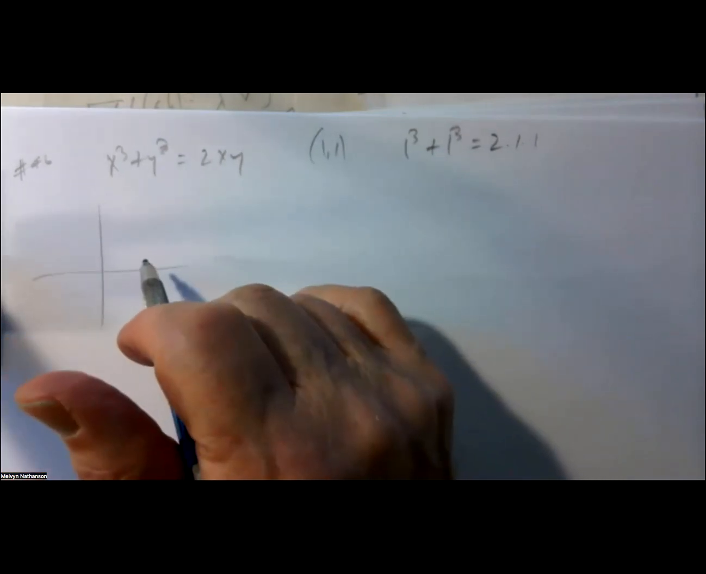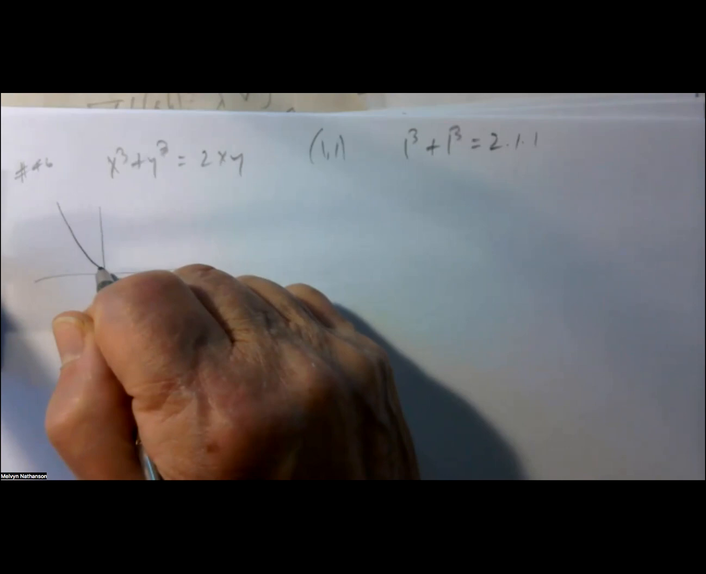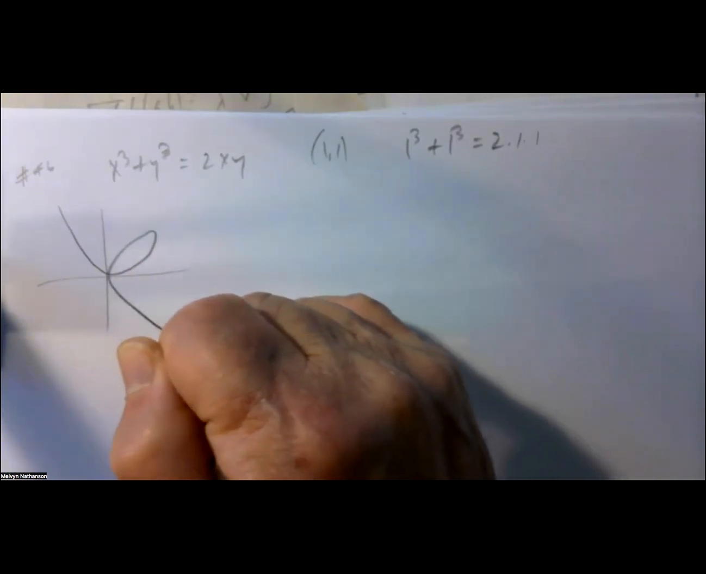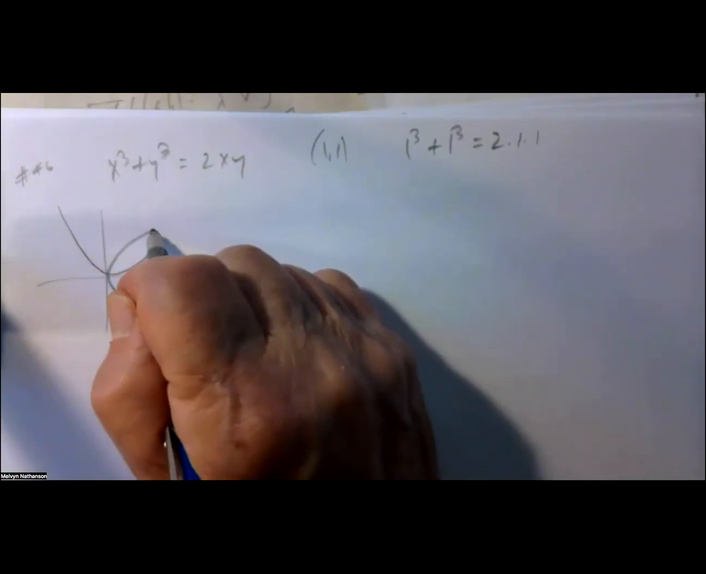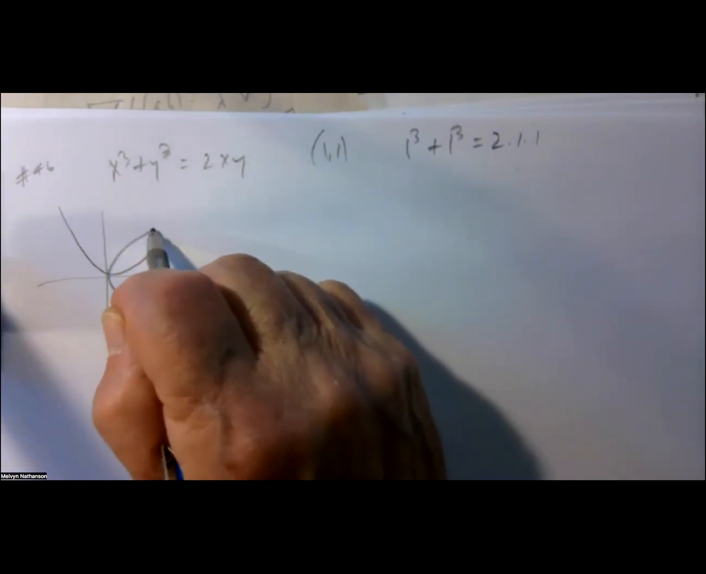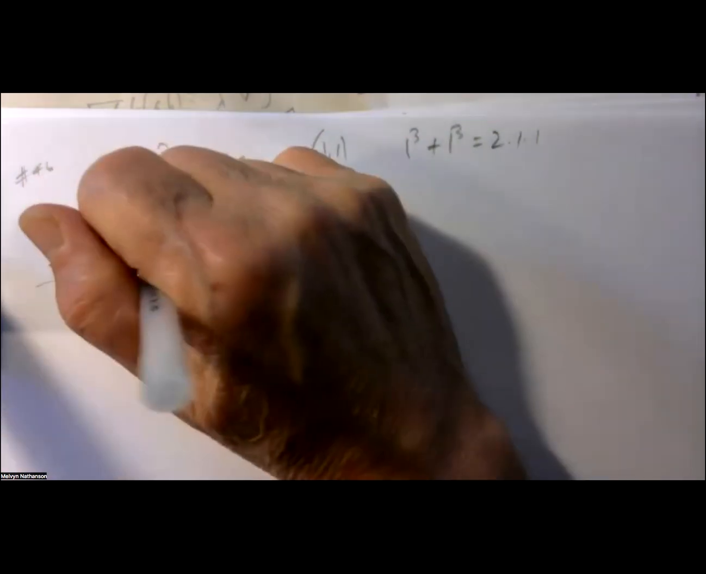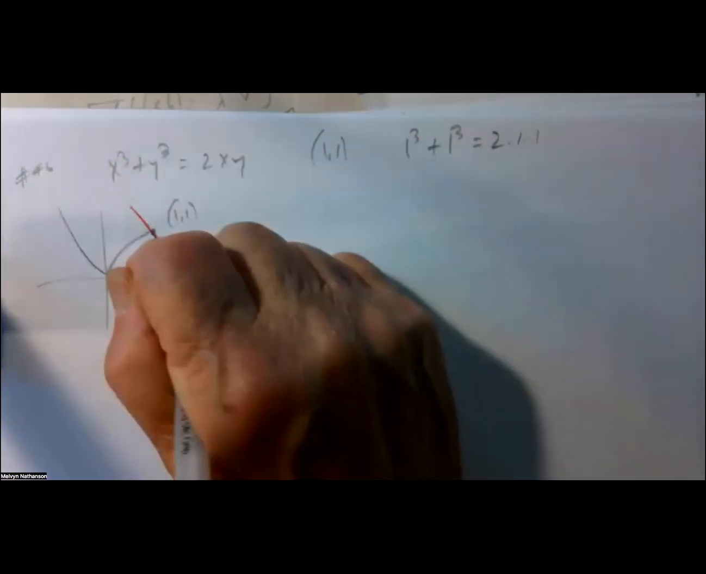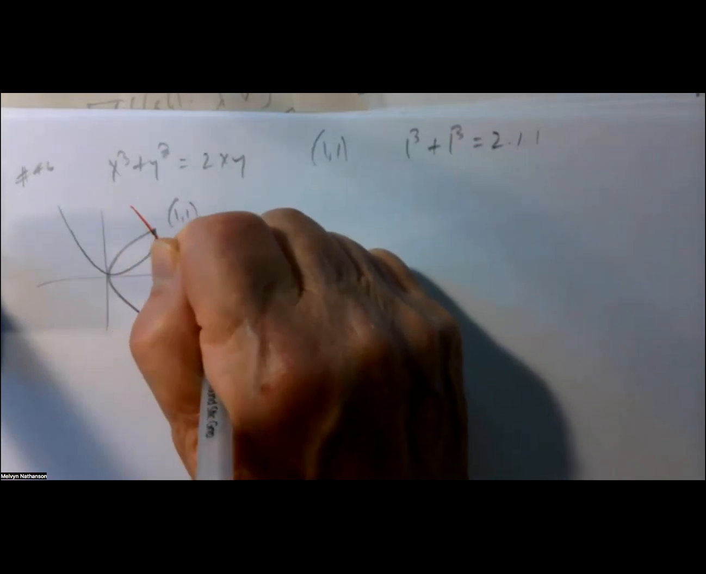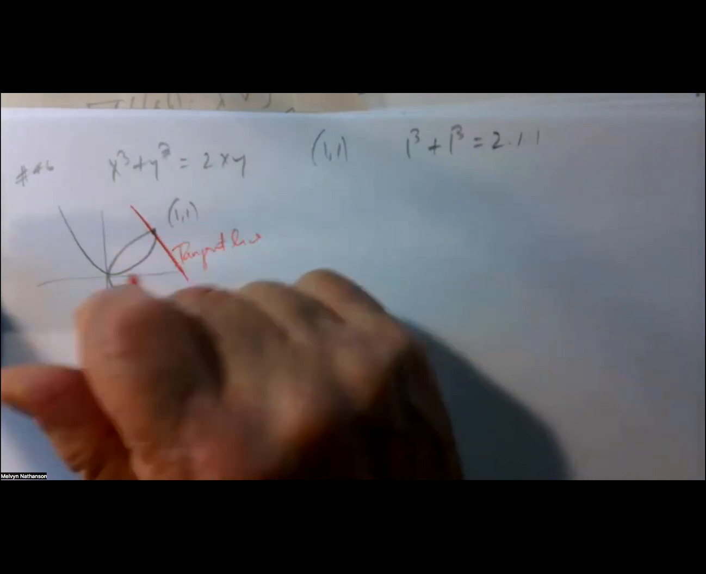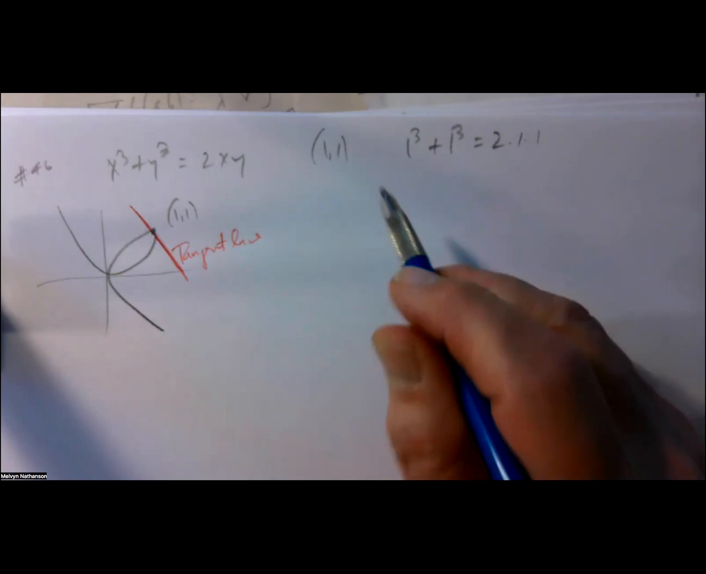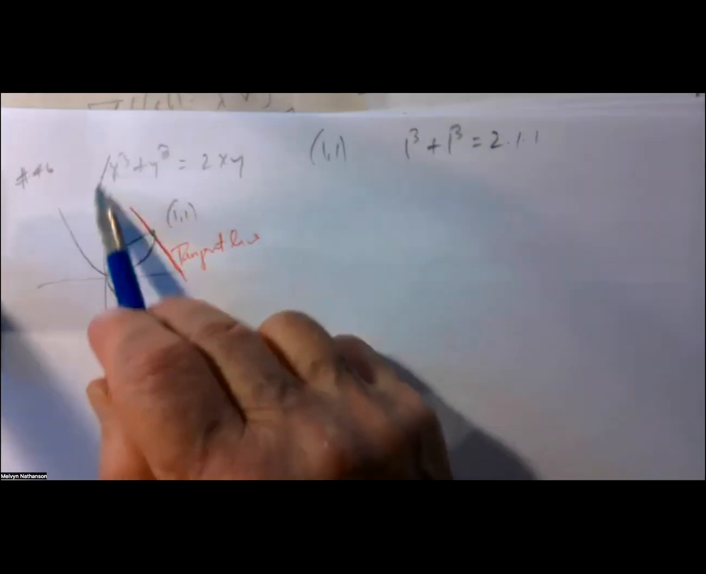And the graph of this looks something like that. And this right here is the point (1,1) on the curve. And we want to find the equation of the tangent line to the curve at that point. So first we have to find the derivative by implicit differentiation.